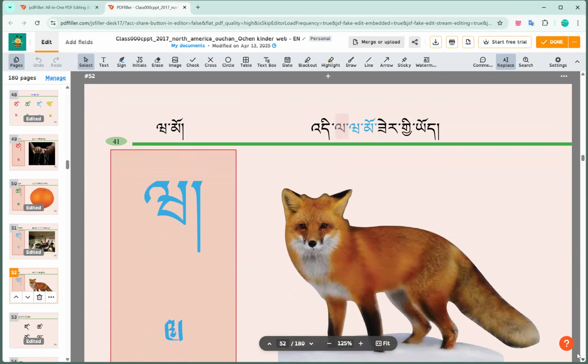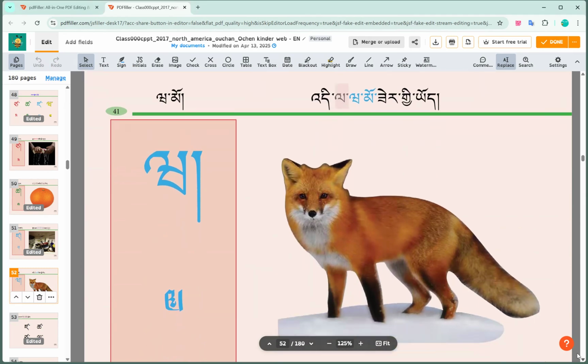And then we have wa, the letter wa. And the word here is, as you can see in the picture, a fox, which is a wamo, which is actually a vixen. If you want to say a female fox in English, a wamo is a vixen, but fox in general.